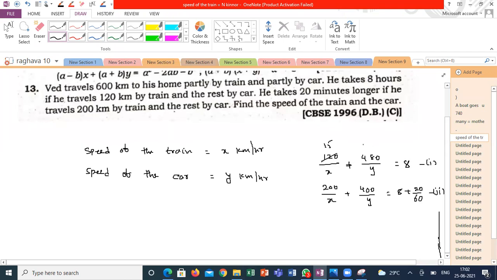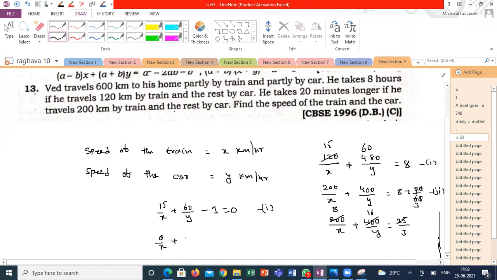Sir, I got 15 by x plus 60 by y minus 1 is equal to 0. That is the first equation. Second equation: 200 by x plus 400 by y is equal to 25 by 3. So 25 sixteen times, 25 eight times, correct? Yes, sir. So 8 by x plus 16 by y is equal to 1 by 3.